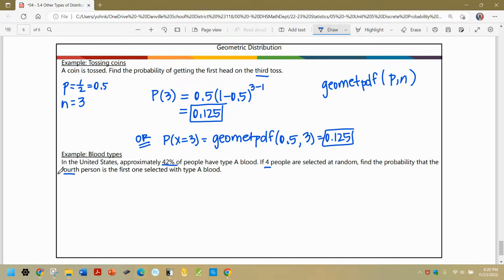So in this situation, my P is the probability of a success. That's type A blood. That's 0.42. And I want this to happen with the 4th person. So my N is 4. So I've got the probability that my X value equals 4, or I guess it's not X, I guess it would be N, but it's a random variable. That's fine. So, well, no, I guess it would have to be an N.